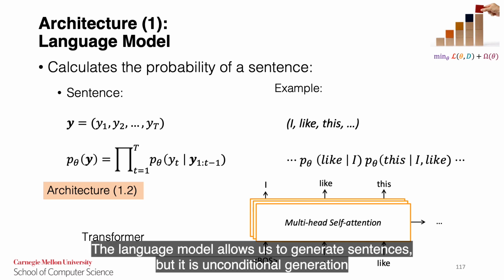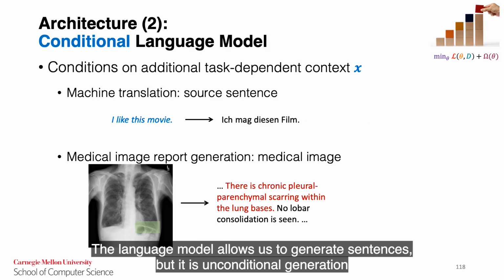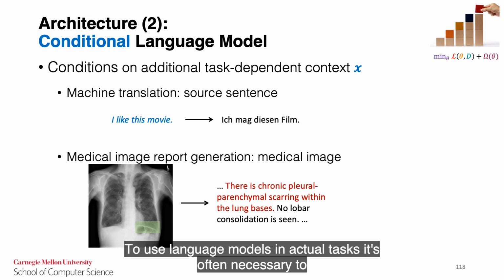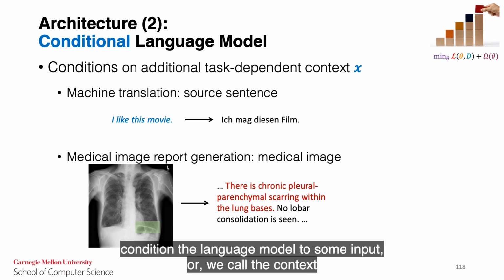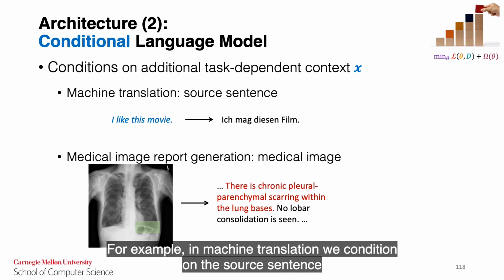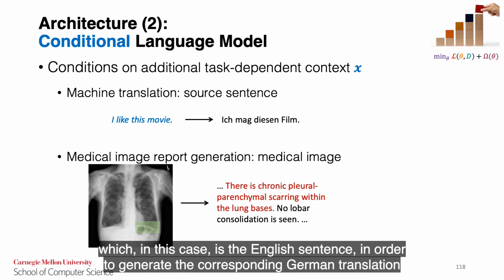The language model allows us to generate sentences, but it is unconditional generation. Namely, it doesn't depend on any context. To use language models in actual tasks, it's often necessary to condition the language model on some input, which we call context, so that one can generate text about the input. For example, in machine translation, we condition on the source sentence, which in this case is the English sentence, in order to generate the corresponding German translation.